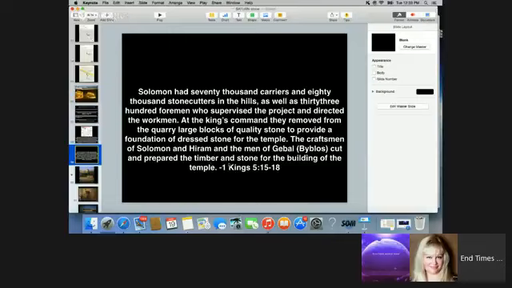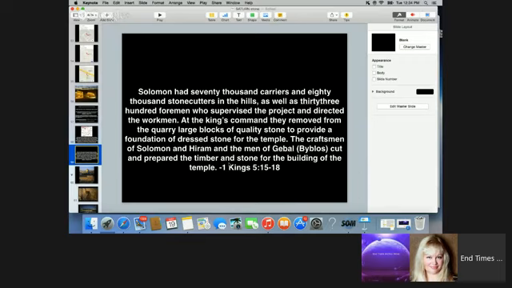Solomon had 70,000 carriers and 80,000 stonecutters in the hills. Wow. As well as 3,300 foremen who supervised the project and directed the workmen. At the king's command, they removed from the quarry large blocks of quality stone to provide a foundation of dressed stone for this temple. Sounds like Dome of the Rock to me.